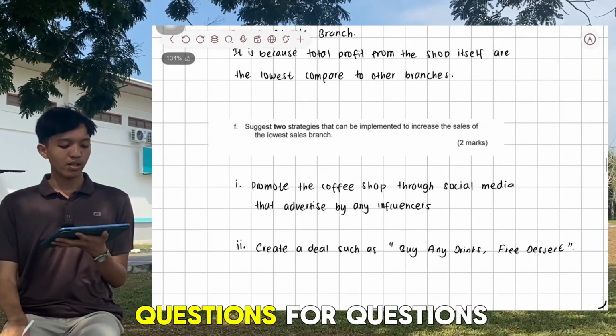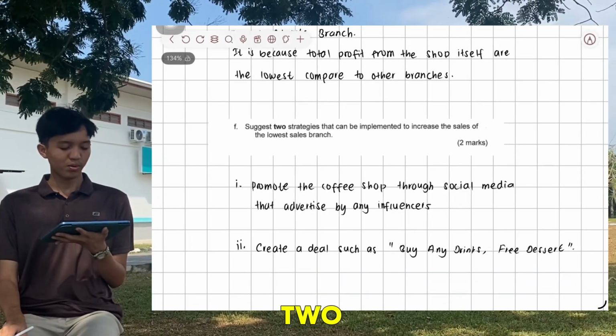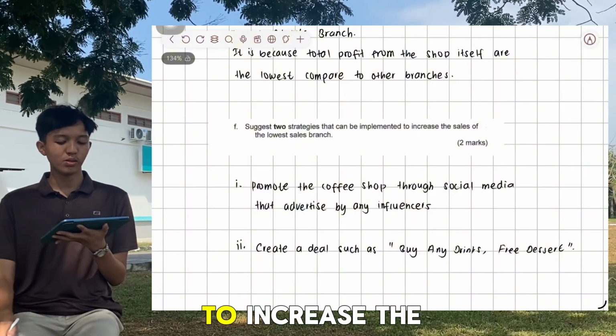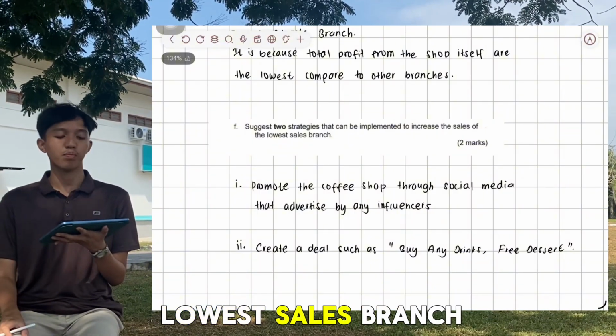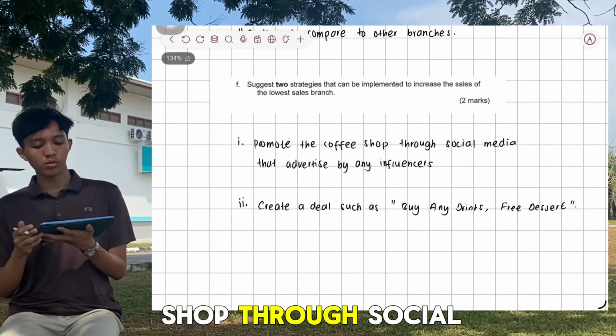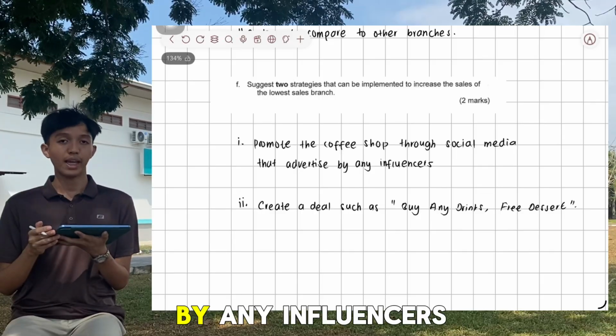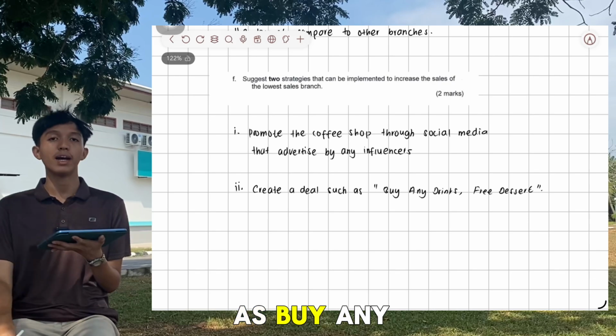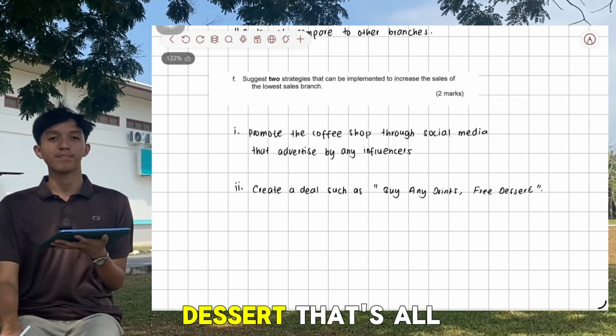And the last part of question 1: suggest 2 strategies that can be implemented to increase the sales of the lowest sales branch. So the first method is to promote the coffee shop through social media, advertised by influencers, and the last one is to create a deal such as buy any drink and get a free dessert. That's all.